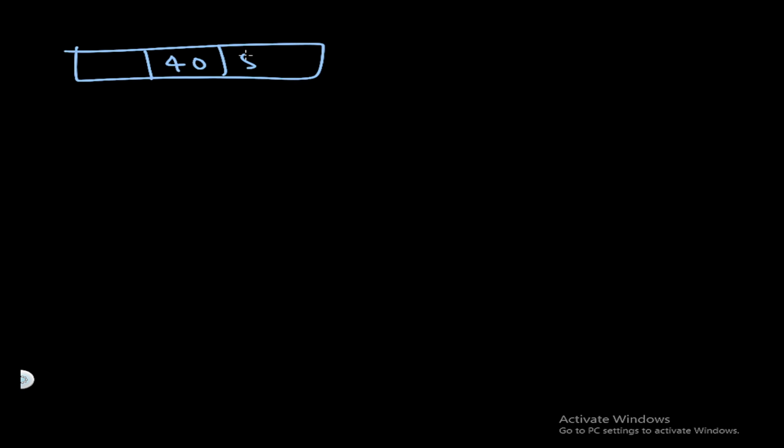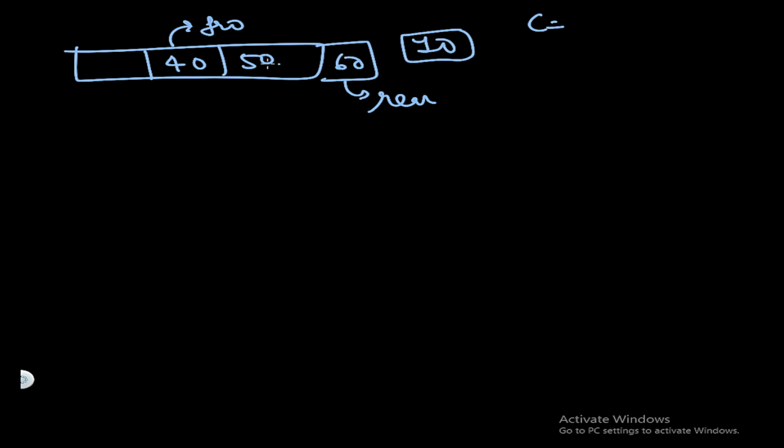Let us quickly see once again what I did. Let's say that this is my 40, this is my 50, and let us take another element, 60. This is my front and this is my rear element, and I want to insert 10. The capacity is 4 and the size is 3. So how can I know what the position is? I would recommend you to pause this video and try to think of the position. The position would be front plus size minus 1 modulo capacity.